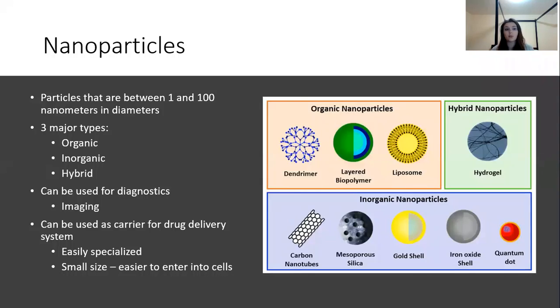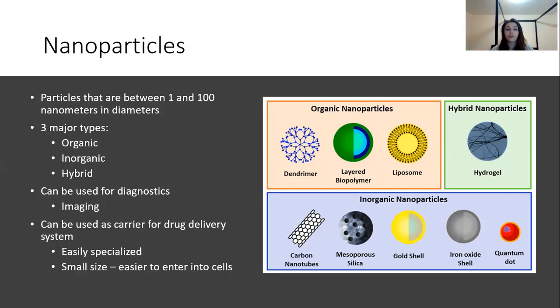So nanoparticles are particles that are between 1 and 100 nanometers in diameter, so these very, very small particles. And there's three major types: organic, which include layered biopolymers, liposomes, things like that; inorganic, which are typically metals, so things like gold, iron oxide, as you can see on the right; and then hybrid as well. These hybrid nanoparticles are typically nanogels and things like that.